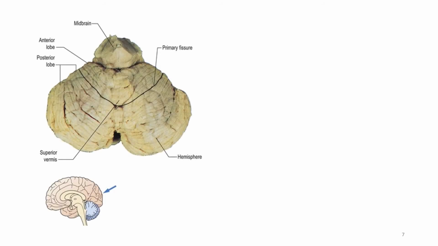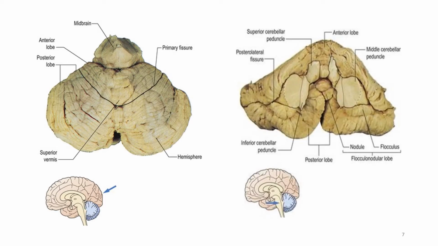In the dorsal view of the cerebellum, it is divided by the primary fissure into anterior and posterior lobes. The ventral view shows the three cerebellar peduncles through which the cerebellum is attached with the midbrain, pons and medulla. Also showing the anterior lobe, posterolateral fissure and flocculonodular lobe.